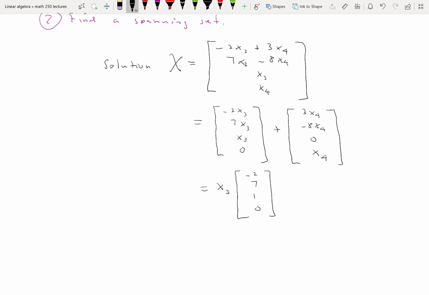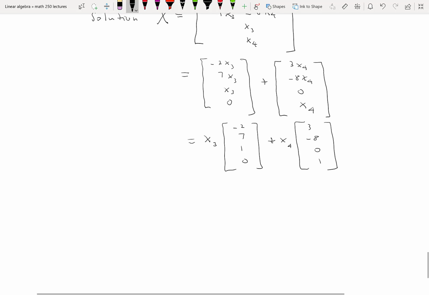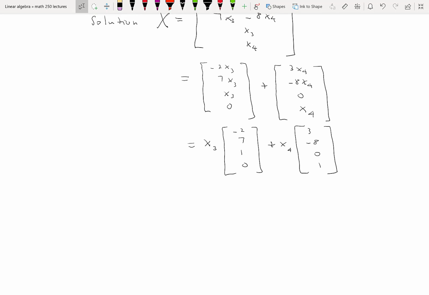Look what's going on here. X3 is a free variable, an arbitrary constant. X4 is an arbitrary constant. Looking for a spanning set, you're looking for a set of vectors such that every solution is a linear combination of those vectors. Every solution is a linear combination of those two vectors, negative 2, 7, 1, 0, and the column vector 3, negative 8, 0, 1.